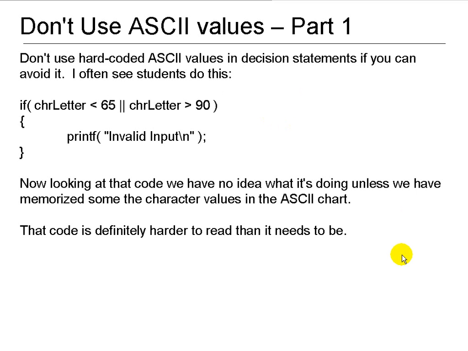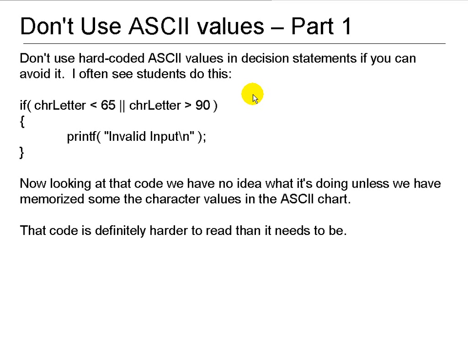Don't use hard-coded ASCII values in decision statements if you can avoid it. I often see students do something like this. If char letter is less than 65 or char letter is greater than 90, print invalid input. Now I guarantee if I took a poll of all the students in this class and asked them to raise their hands if they understood what that meant, out of about 20 I'd probably have 3 or 4. Now if you're one of those 3 or 4 that knows what those ASCII values are, good for you. The problem is your coworkers, the people you work with, don't. Plus it's all about good habits, and we want good habits, not bad habits.